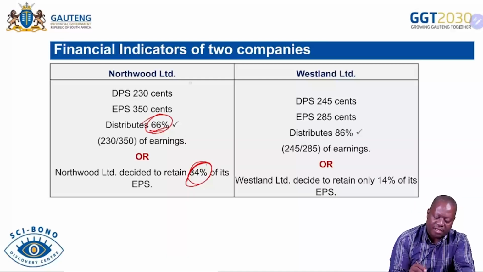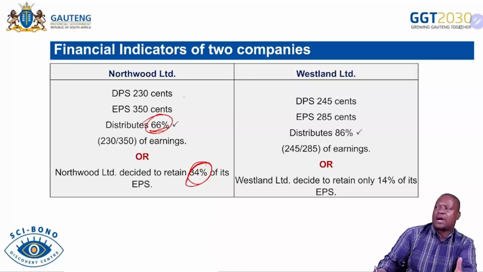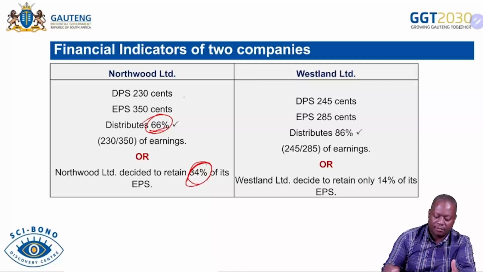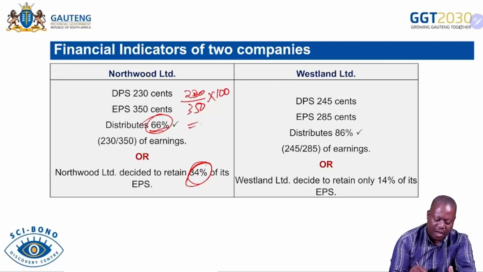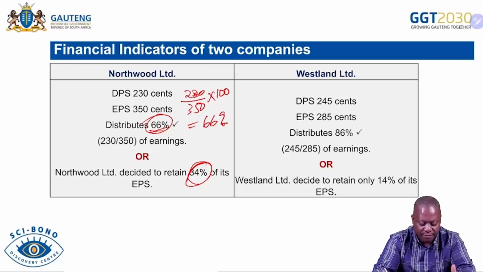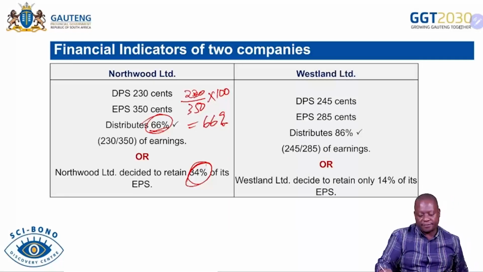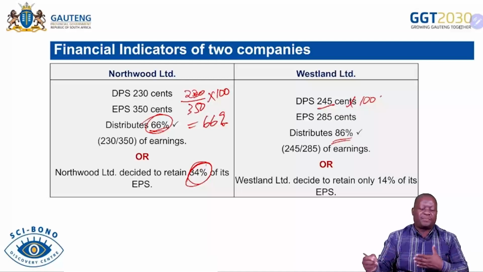And how did we get 66%, by the way? Dividends per share divided by earnings per share, multiplied by 100, is the payout rate. 230 divided by 350, we multiply by 100 and we get 66%. That's the payout rate. Now let's go to Westland. It's 245 divided by 285 and then we multiply by 100 and it gives us 86%. It means they are giving away 86% of the earnings.